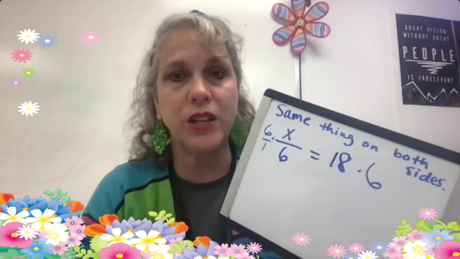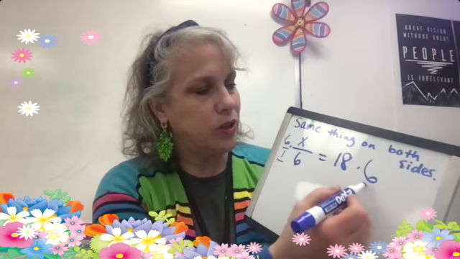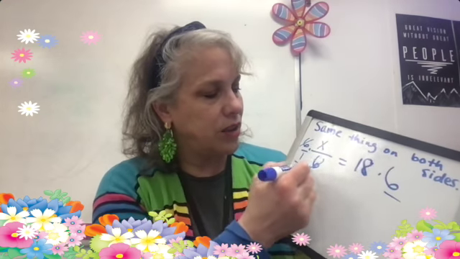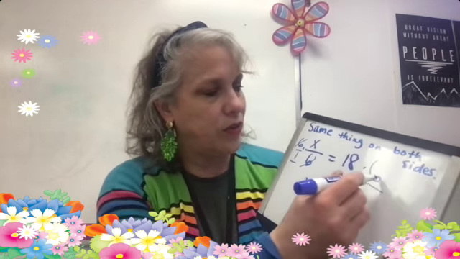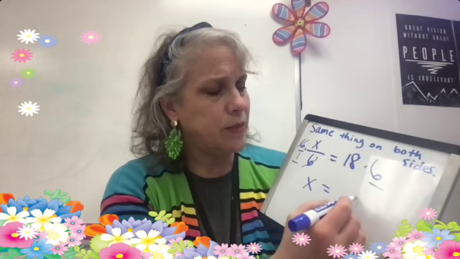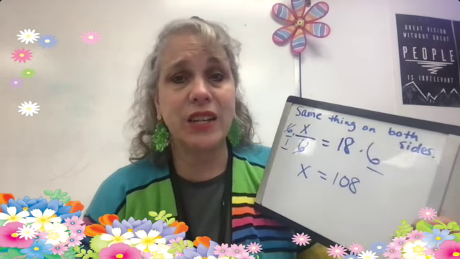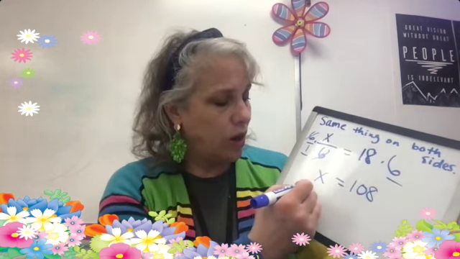It's so important because sometimes you get ahead of yourself and you're like, oh, multiply by 6, x equals 18. Wait a second, that's wrong. Make sure you do the same thing on both sides. So this cancels to 1. You have x by itself. 18 times 6. 6 times 8 is 48. Carry the 4. 108. Now let's check it.